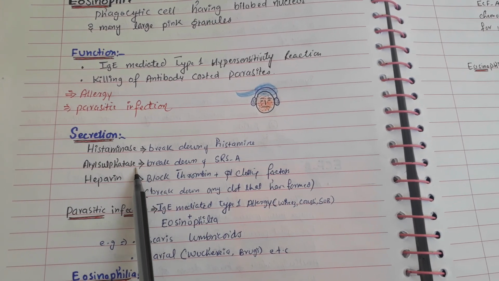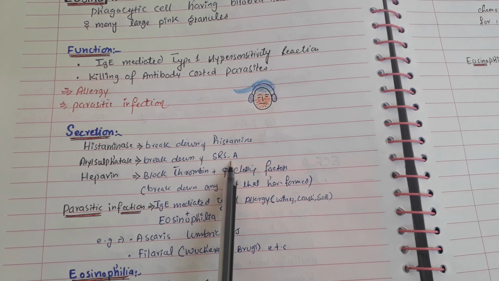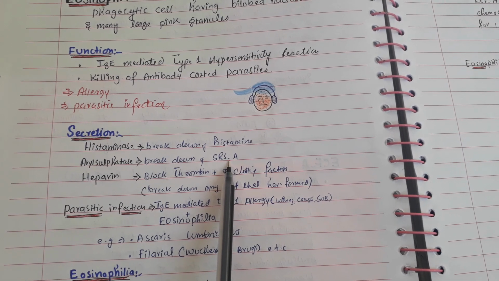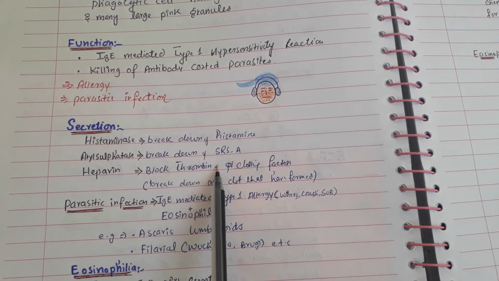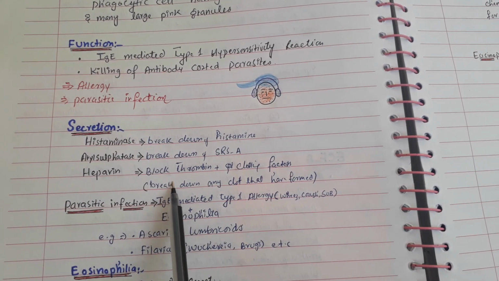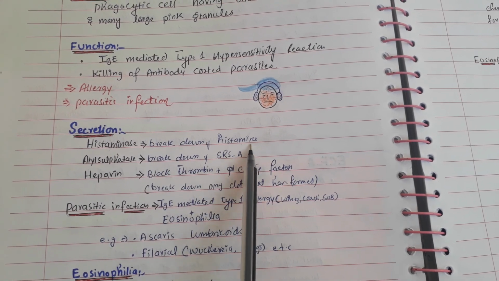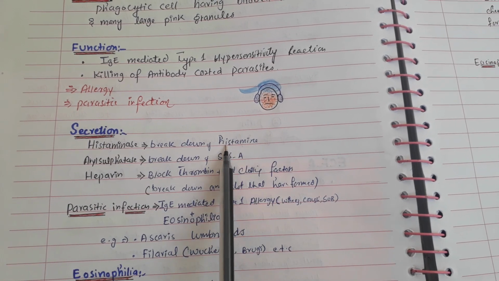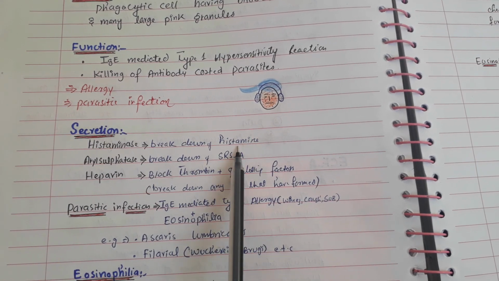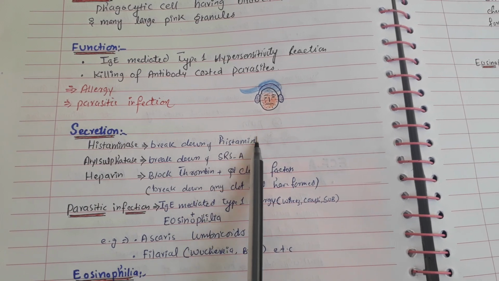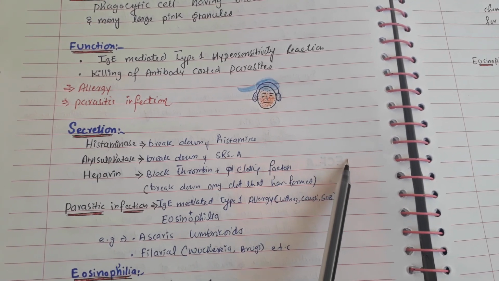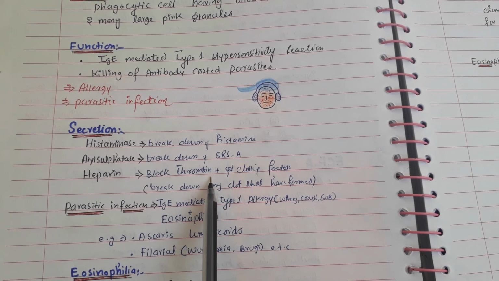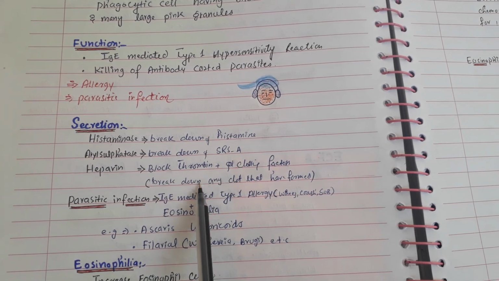It will also secrete aryl sulfatase, which will break down SRSA, which is called slow reacting substance of anaphylaxis. It will also secrete heparin, which will block thrombin and clotting factors, and any thrombus or clot formed as a result of histamine. As I already explained in the last video, histamine leads to vasodilation, which increases the blood flow but decreases the blood velocity. Decreased blood velocity means blood stasis, and that blood stasis can result in clot or thrombus formation.